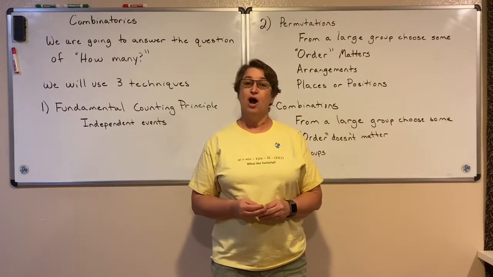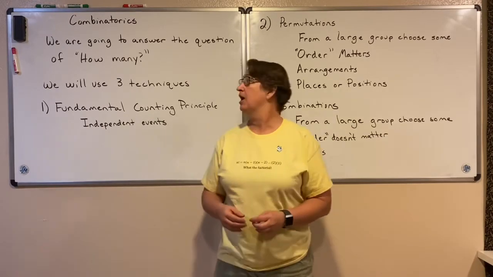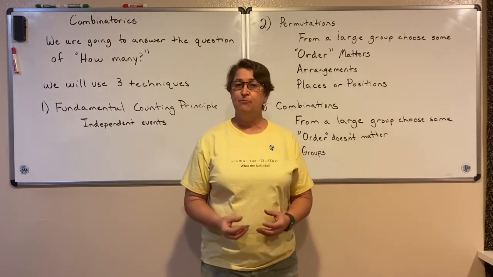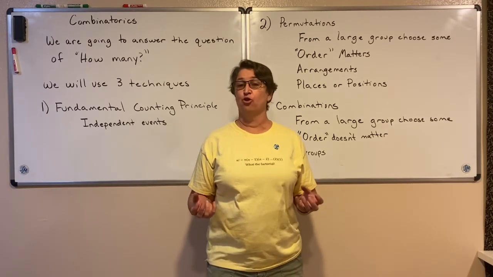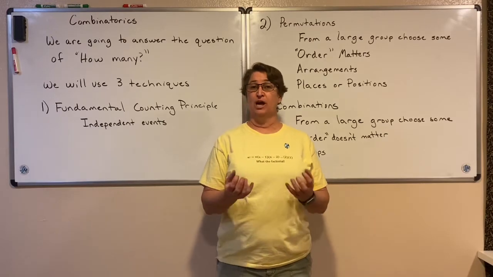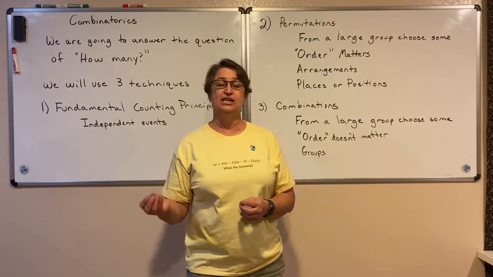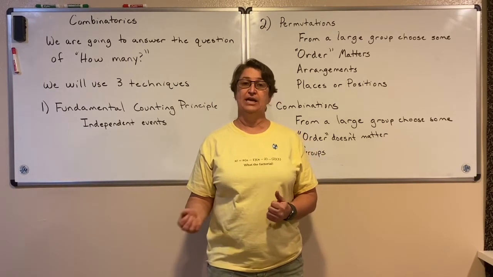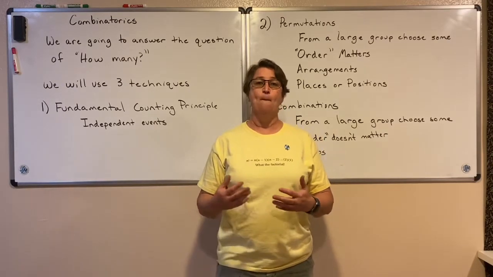Let's learn about combinatorics. So we're going to answer the question of how many. As we look at probability, we need to know the total number of outcomes that there are in certain experiments. And sometimes, even when it comes to the events, we need to know how many different ways we can get those events. So in order for us to be able to find the probability, we need to be able to answer that question of how many.